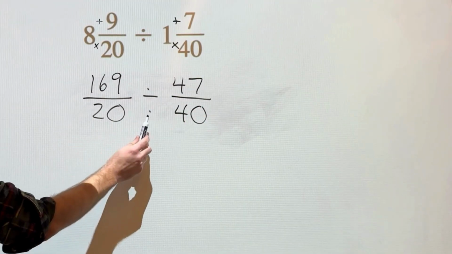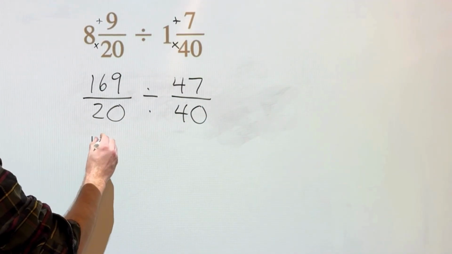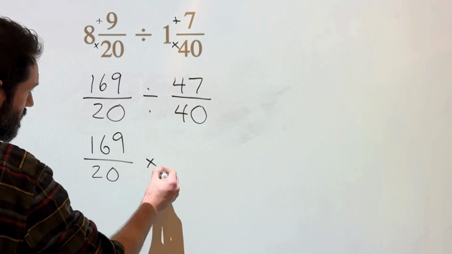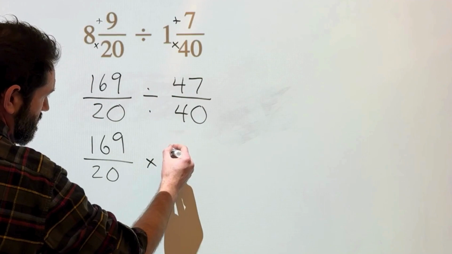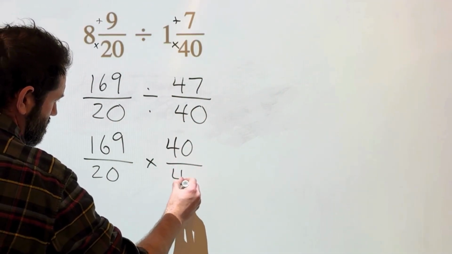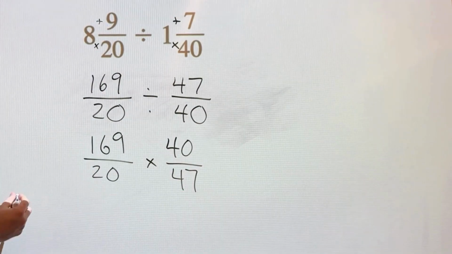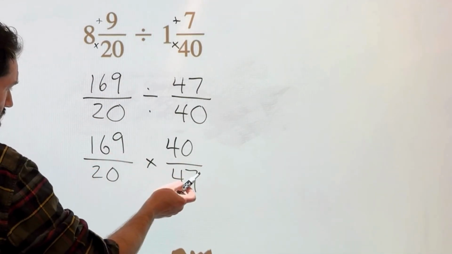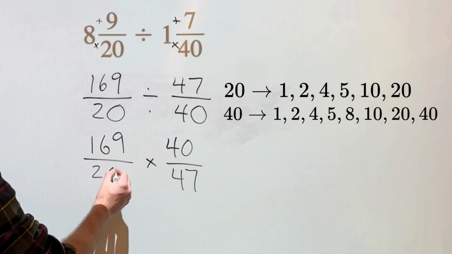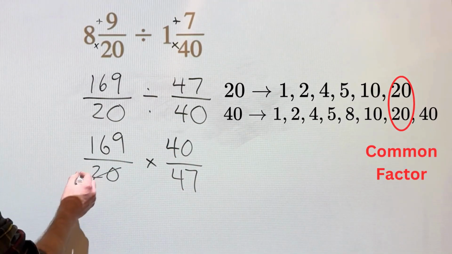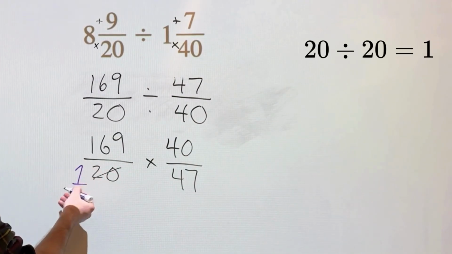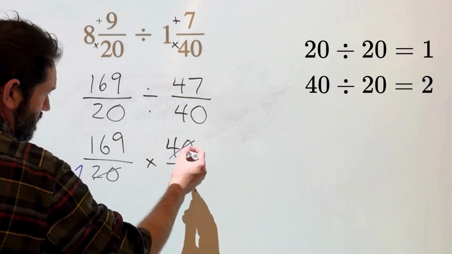Now we'll do keep, change, flip. So we'll keep the 169 over 20, change the division to multiplication, and we'll flip the 47/40 to 40 over 47. And now we look for any cross canceling. So here we go. The 20 and the 40 have a common factor of 20. Okay, and we can change this 20 to a 1, because 20 divided by 20 is 1. 40 divided by 20 is 2.